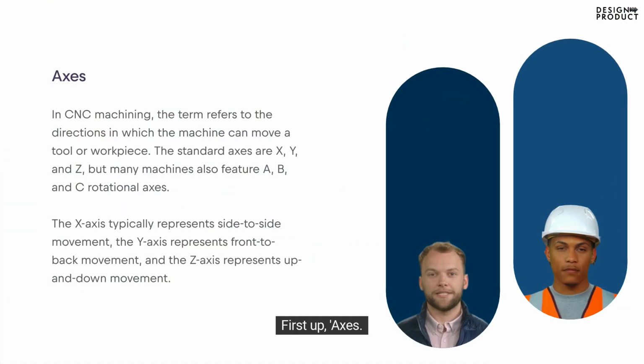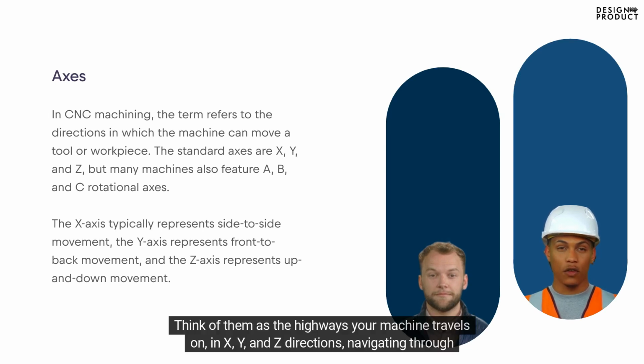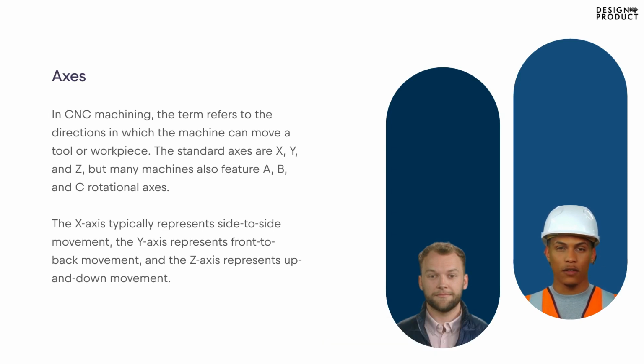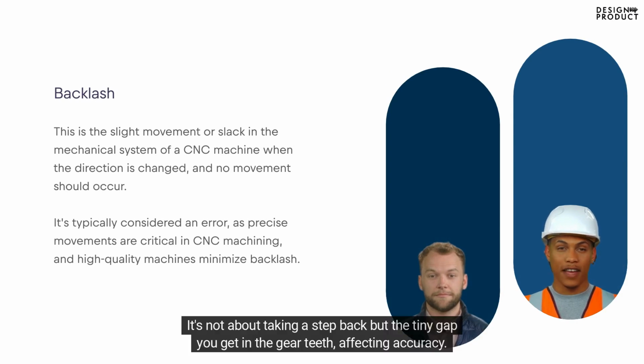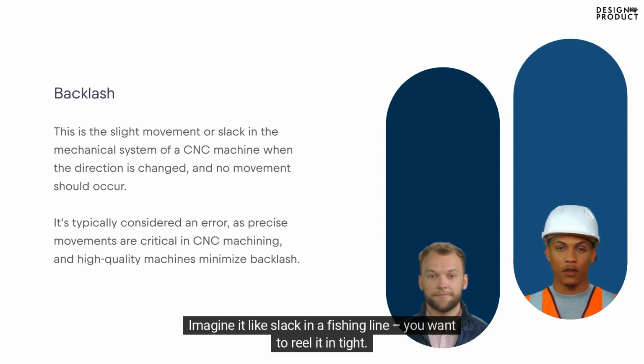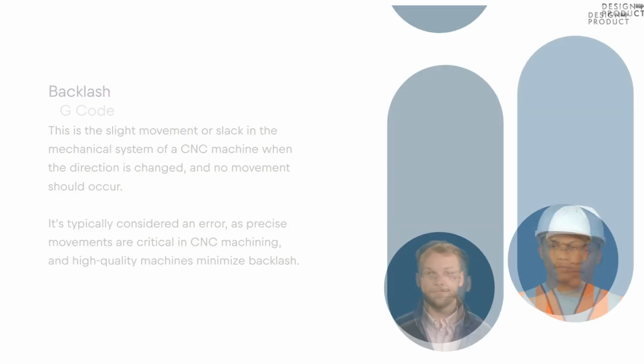First up, axes. Think of them as the highways your machine travels on in X, Y, and Z directions, navigating through the material with precision. Ever heard of backlash? It's not about taking a step back, but the tiny gap you get in the gear teeth, affecting accuracy. Imagine it like slack in a fishing line, you want to reel it in tight.